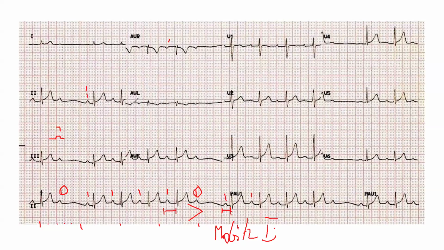Lead 1 is positive, aVF is positive, so that's normal. Looking at 1, 2, 3, lead 2 is the biggest one, okay? And aVL is negative, meaning that it is between 60 and 90, so you can say it's about 80 degrees. All right.